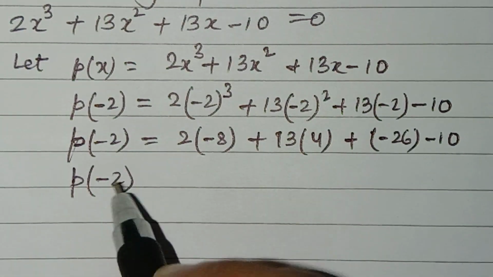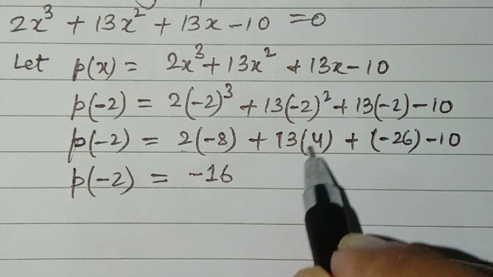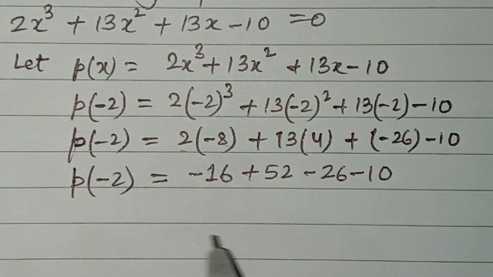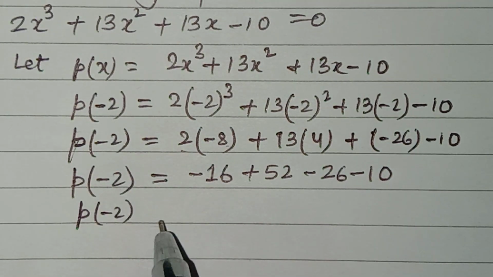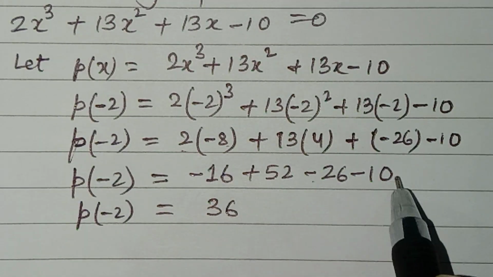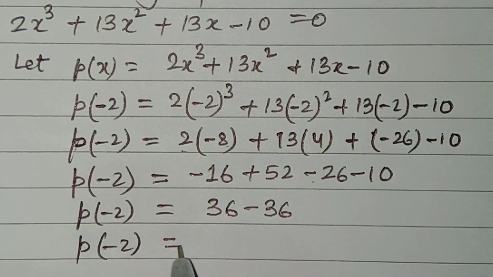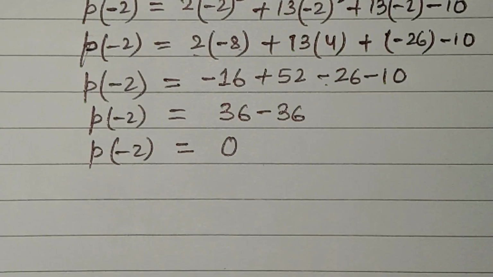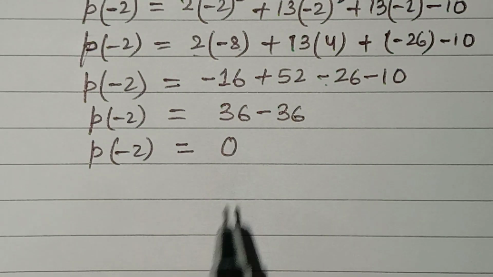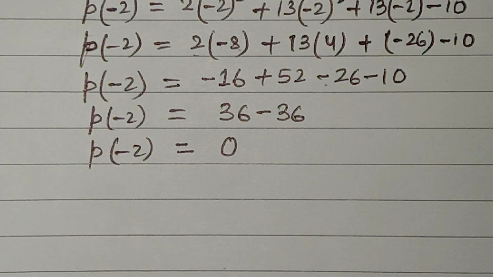So p of minus 2 is equal to minus 16, and 13 times 4 is 52, and this is minus 26 and minus 10. p of minus 2 is equal to minus 16 plus 52, which is 36, and minus 26 minus 10 is minus 36. So p of minus 2 is equal to 0. So when x is equal to minus 2, we are getting the polynomial 0. It means x plus 2 is a factor.